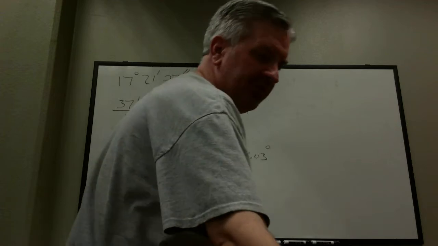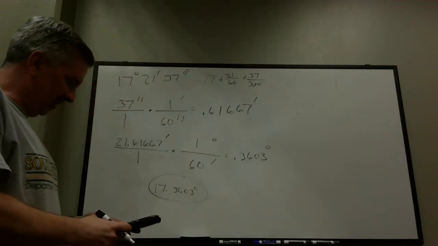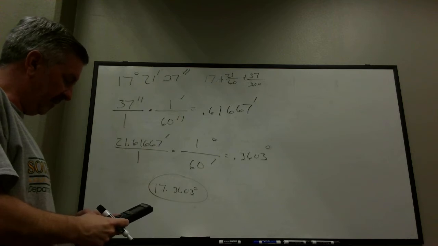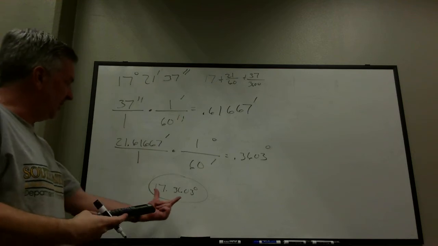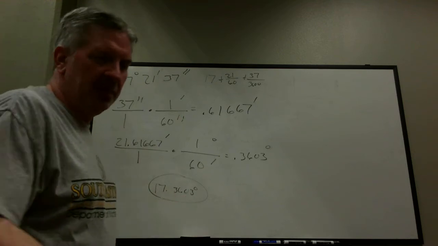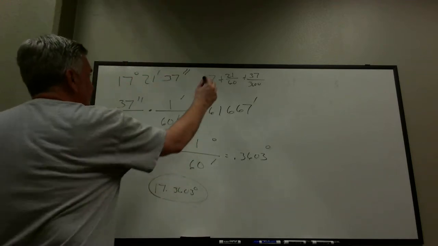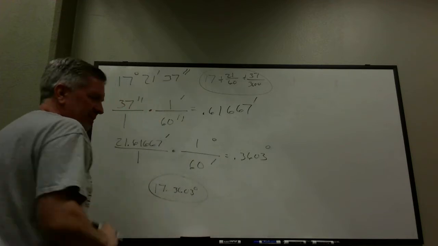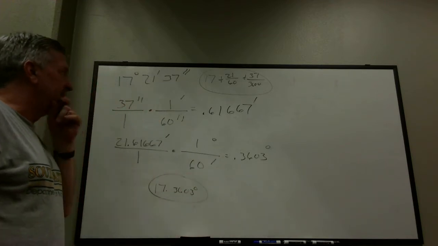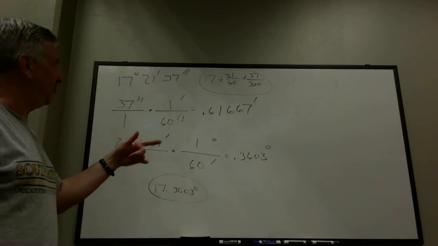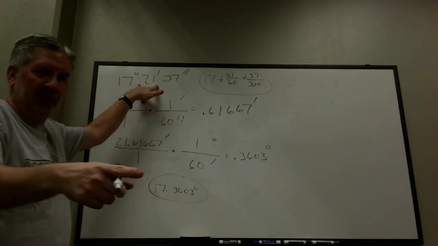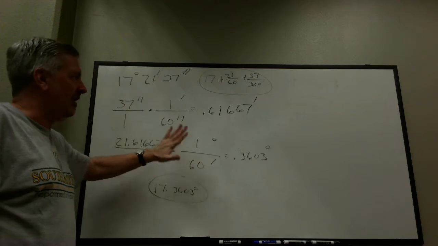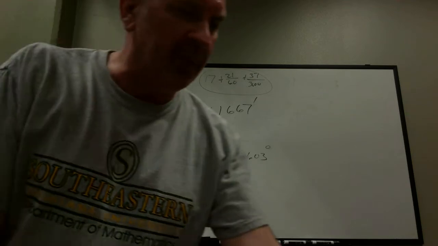So notice if you punch that in the calculator, 17 plus 21 divided by 60 plus 37 divided by 3,600, lo and behold, you get 17.3603. Okay, so this is how I'm going to do it now. This is what I punch in the calculator, and there's my answer. Don't forget your degree sign. So when I do the lectures, when I get something like this and I have to do the conversion, I'm just going to type it in the calculator like that. You don't have to work all this out, but I wanted to teach the procedure to you.